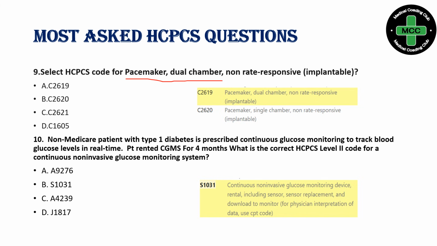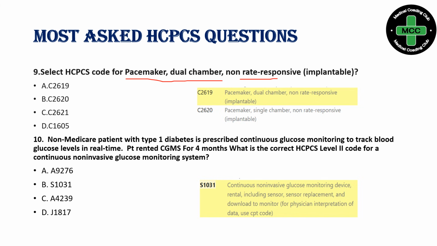Coming to dual chamber, here they'll utilize two chambers, the right atrium and right ventricle. So we will consider it dual chamber as two chambers have been utilized. And what is non-rate responsive? It's a type, the function of that particular pacemaker. Some will be non-rate responsive pacemakers and some will be rate responsive pacemakers.